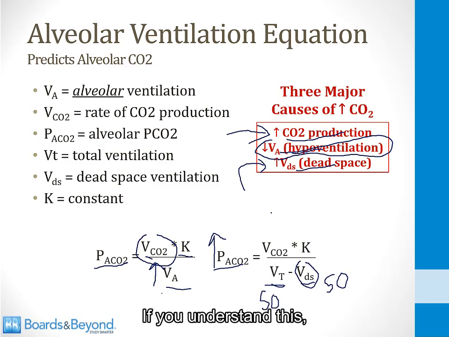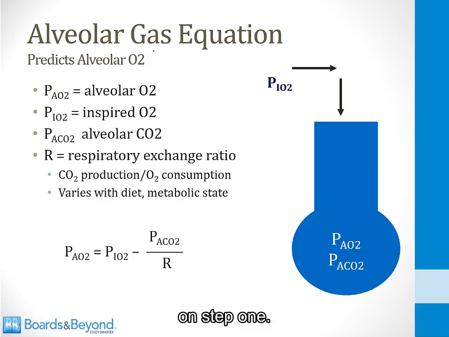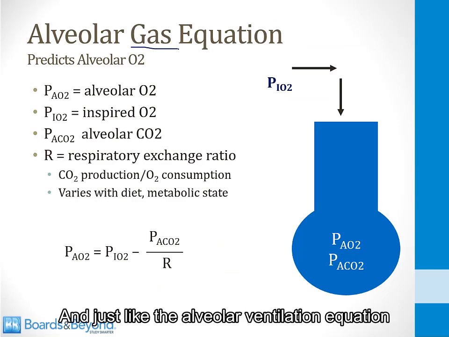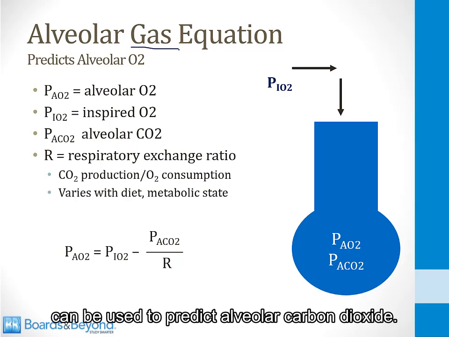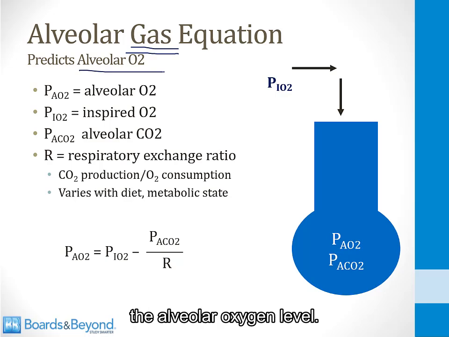If you understand this, you're all set for answering questions about hypercapnia on step 1. Now let's move on to the alveolar gas equation. And just like the alveolar ventilation equation can be used to predict alveolar carbon dioxide, the alveolar gas equation can be used to predict the alveolar oxygen level. The alveolar gas equation is shown at the bottom of the screen.